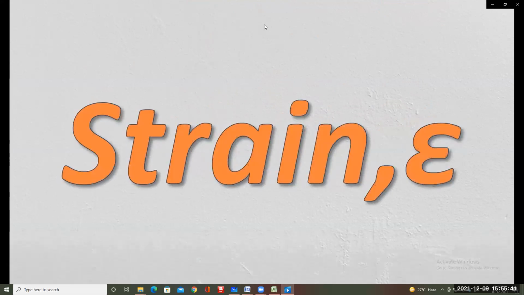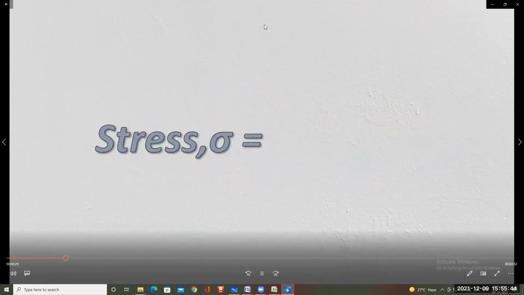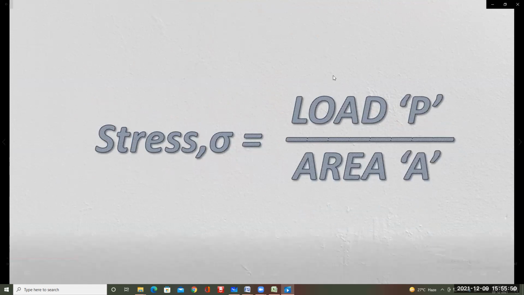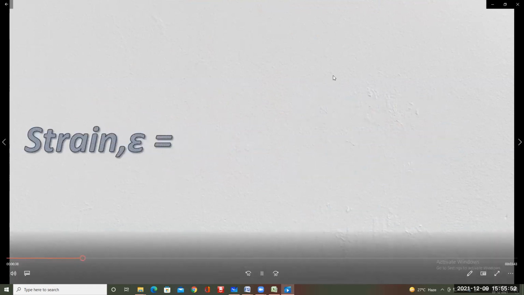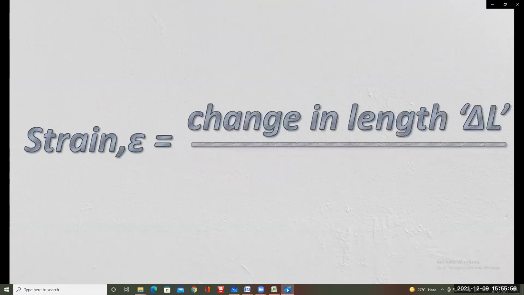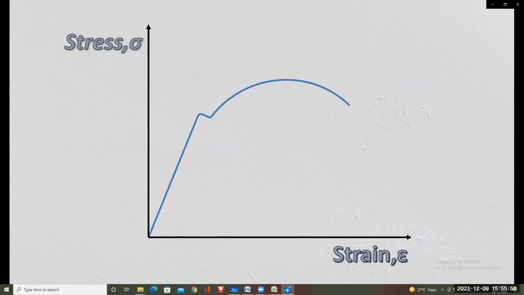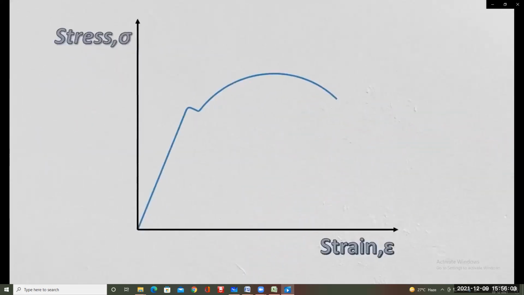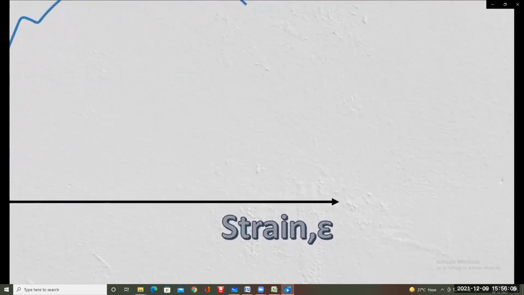In a tensile test, stress is calculated as the load applied to a material, divided by the cross-sectional area of the material. The strain is the deformation or displacement of the material due to the applied load and can be calculated as change in length divided by original length. In a stress-strain curve, the stress is shown along the y-axis, and strain is shown along the x-axis.